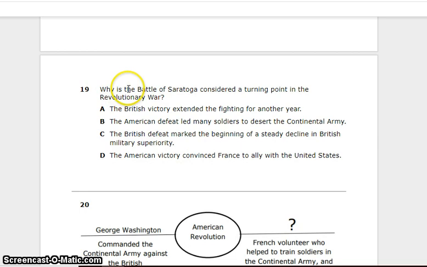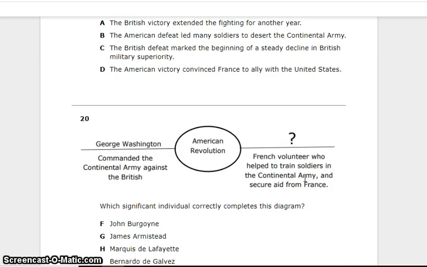19. Why is the Battle of Saratoga considered the turning point of the Revolutionary War? A. The British victory extended the fighting for another year. B. The American defeat led many soldiers to desert the Continental Army. C. The British defeat marked the beginning of a steady decline in British military superiority. D. The American victory convinced France to ally with the United States.